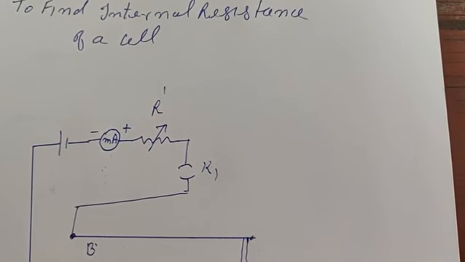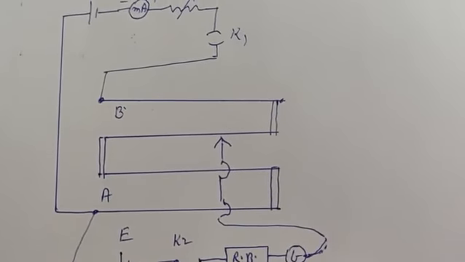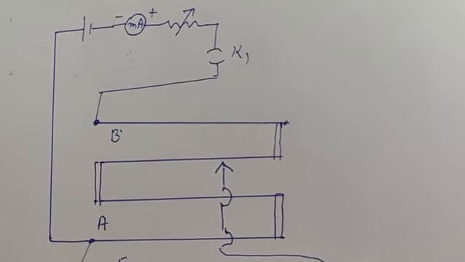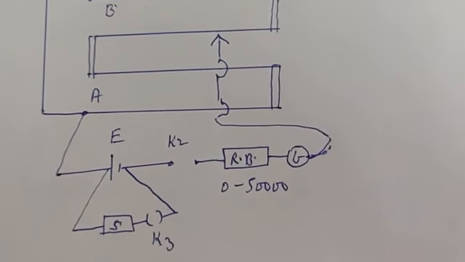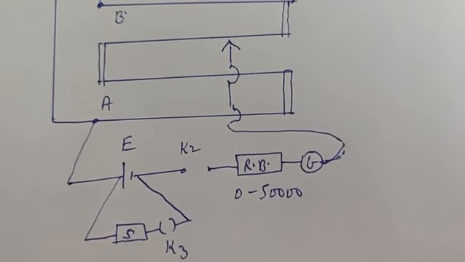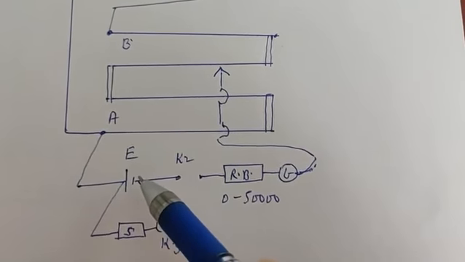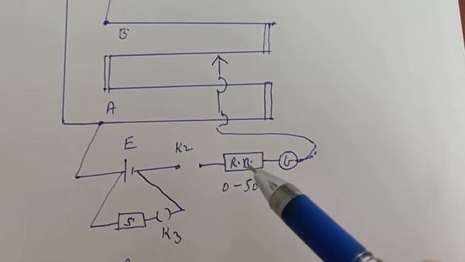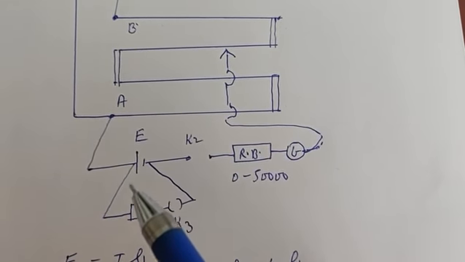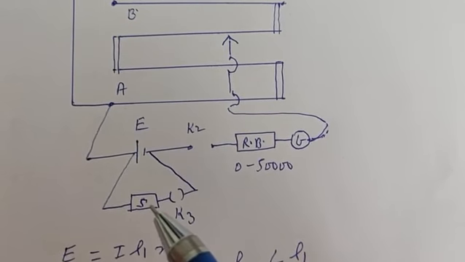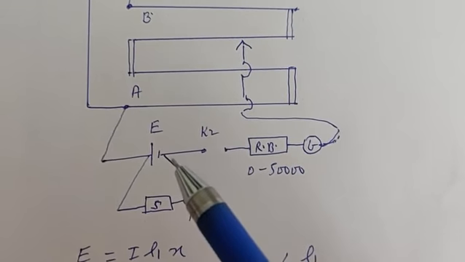Next is to find the internal resistance of a cell using a potentiometer. In the upper portion, the circuit diagram will remain the same. There is no change. In the lower portion, we want to find the internal resistance of a cell whose EMF is E, which is connected here. Same high resistance box, galvanometer, jockey. Across this cell, a resistance box S is connected with a key K3 and the second end is connected here.